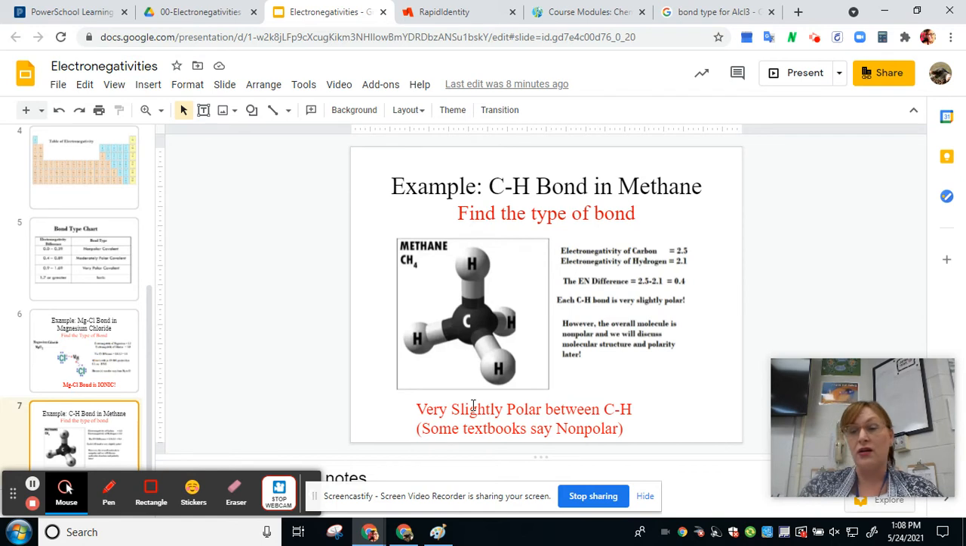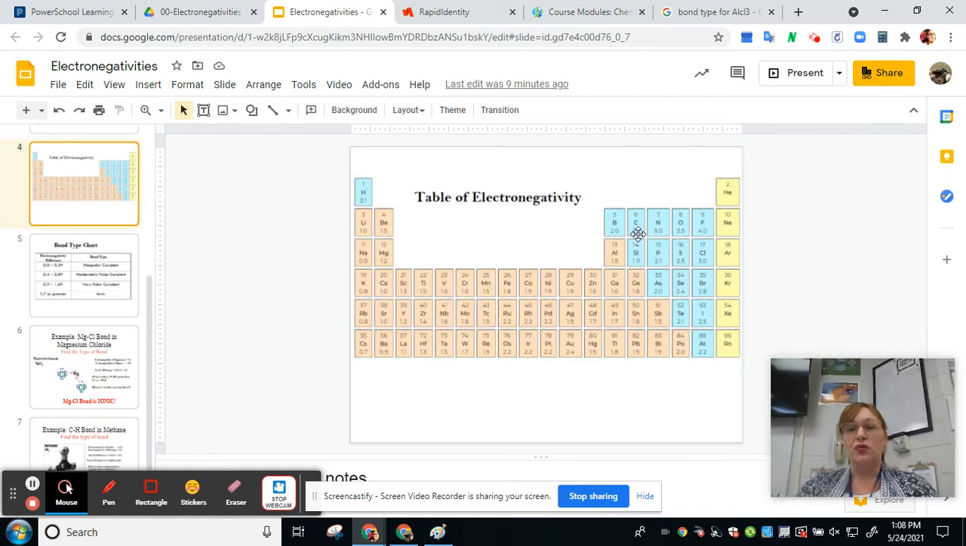Let's look at one that's a little harder to classify, and this one's going to end up being covalent, very slightly covalent in the bond. Overall, the molecule's covalent. The bond is just very slightly polar. And we'll talk more about molecular structure and why it's nonpolar overall. But you have 2 things in this bond. You've got carbon as your central atom, and then you've got these 4 hydrogens attached around the outside. And so we're going to look up the difference between carbon and hydrogen and see if we can classify each of these 4 bonds. So going back to my chart here, carbon is 2.5 and hydrogen is 2.1.